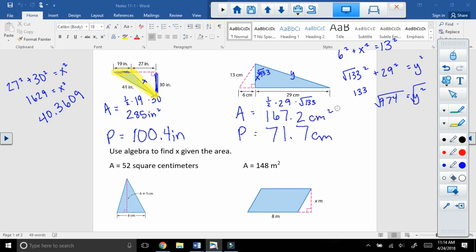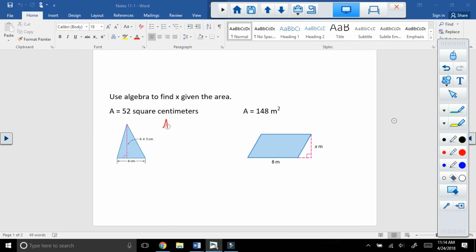For the last two, they give you the area. They're asking you to find the variable. So area equals half the base times the height. The area in this case is 52. Equals half the base is b, and the height is b plus 5.